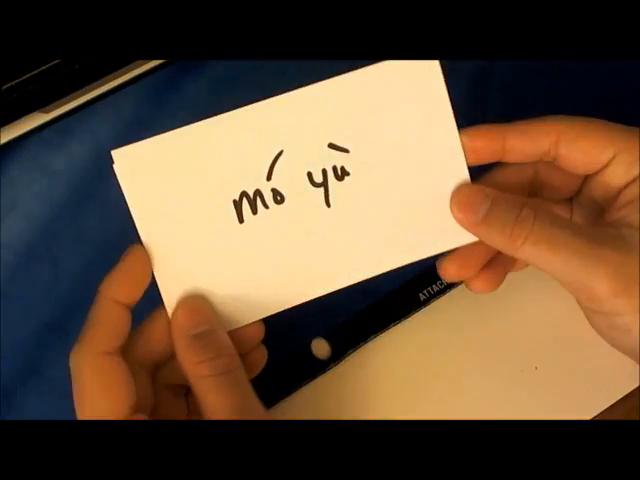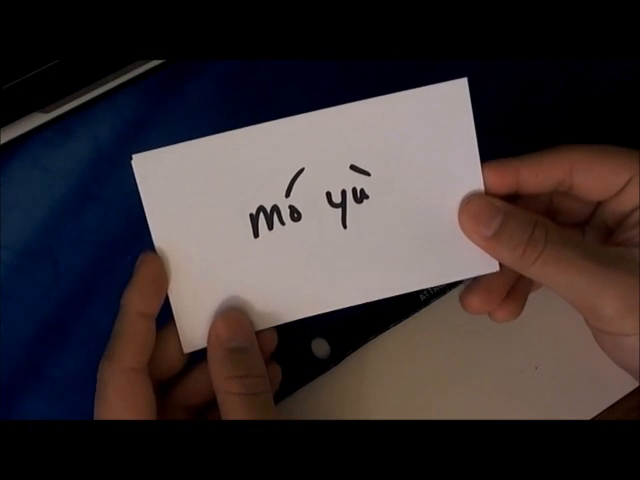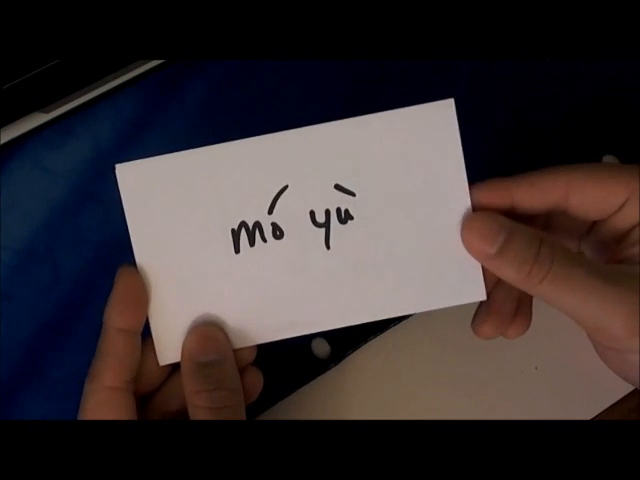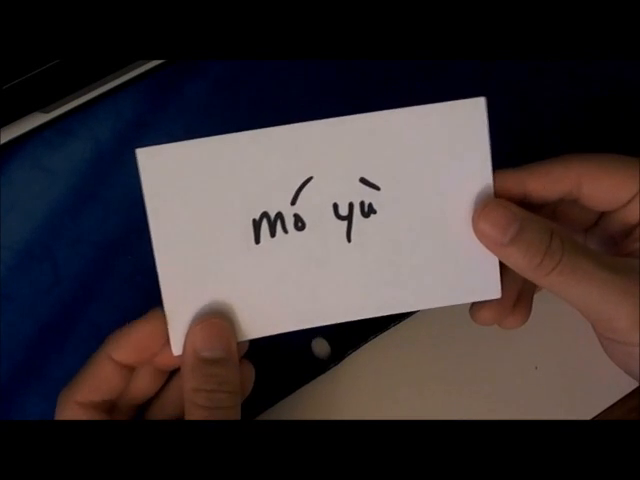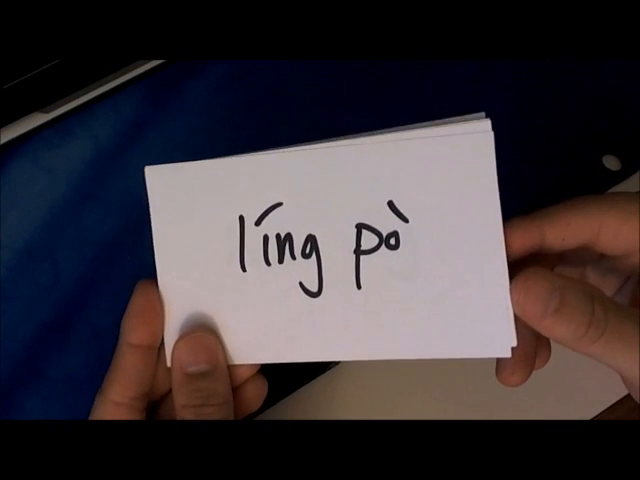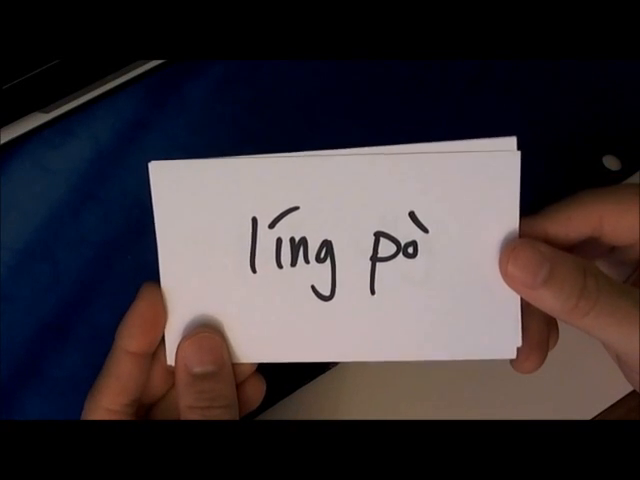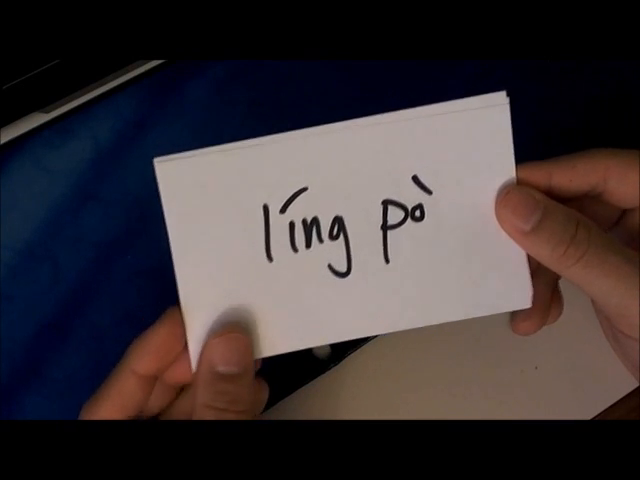All right, so moving on to our next group of cubes. This is Mo Yu in English. Mo Yu is quite a recent brand of cubes. They make really nice products. In Chinese, it's pronounced Mo Yu. And this is their 2x2 that is quite new. In English, Ling Po. In Chinese, Ling Po.